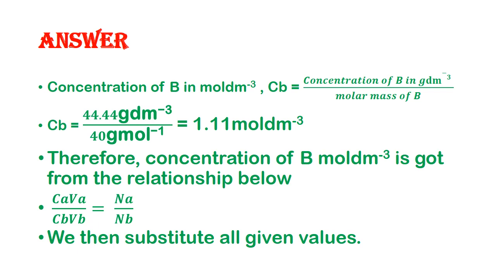All right. Now we can use that Cb, put it in CaVa all over CbVb to get our what? To get our Ca now. How are you getting it? So CaVa all over CbVb is equal to Na over Nb. Then we'll substitute all the values. Okay, we know what Va is, which is our endpoint. Vb is our 25 centimeter cube. Na is 1. Nb is 1. Okay, we then substitute all the values there, since we now know Cb. Okay, we get what? Our Ca.